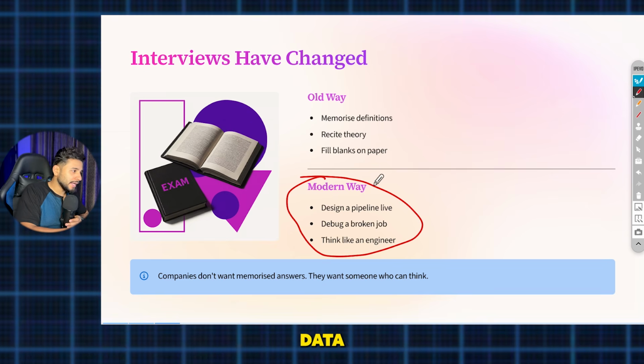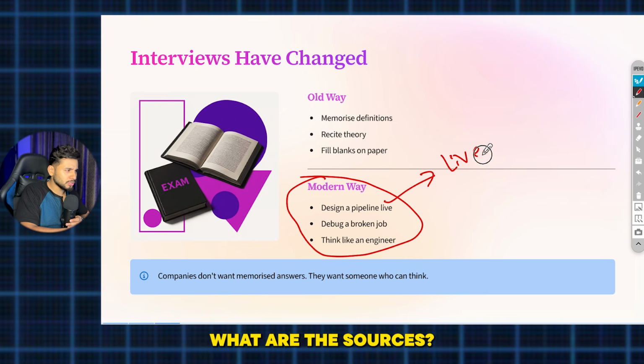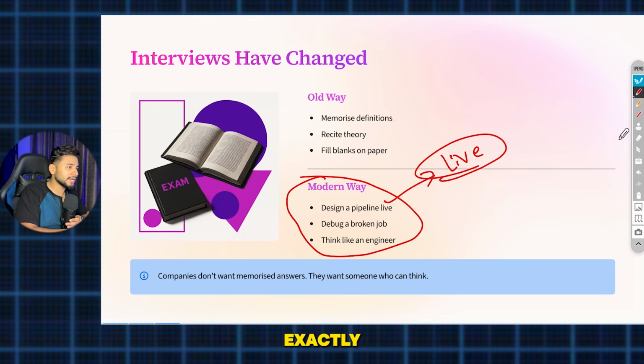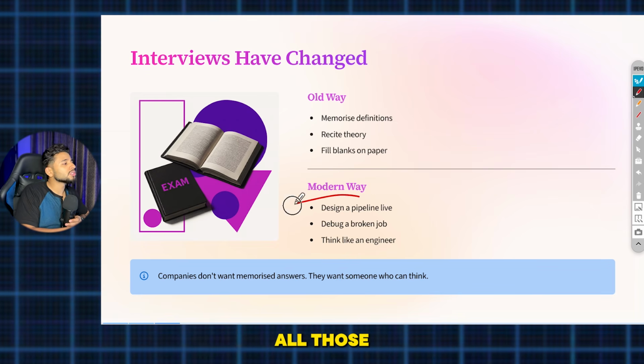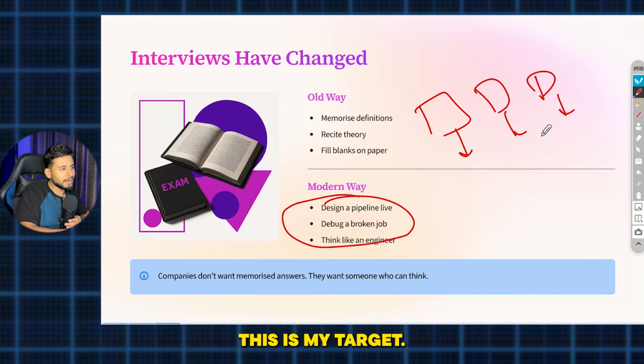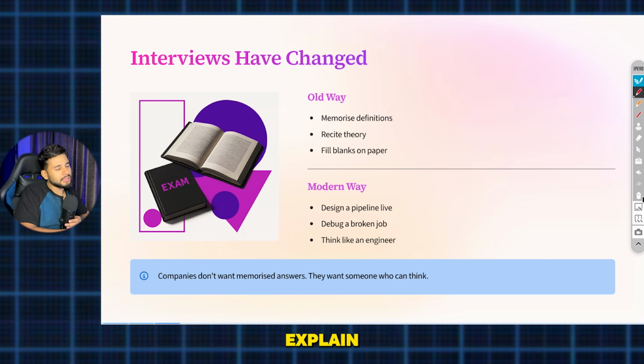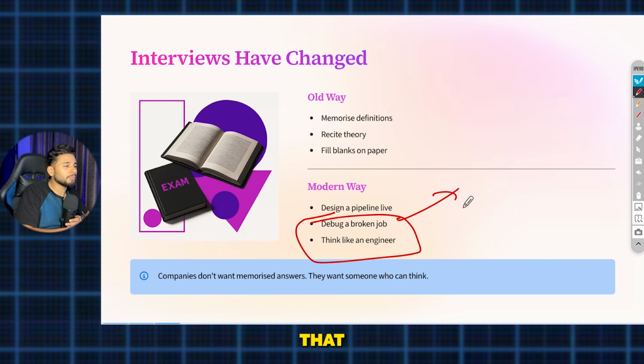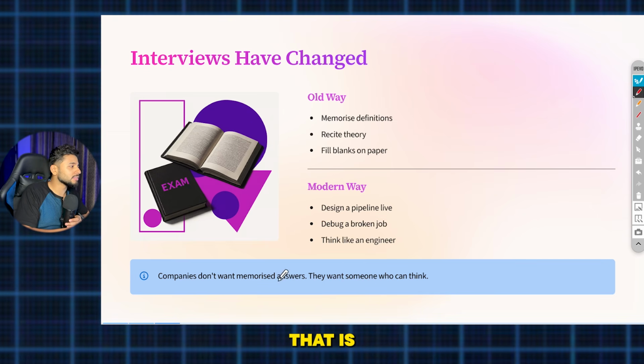If you are going for data engineering, to be very specific, they will ask you to design a high-level architecture of how a live pipeline works. What are the sources, what is the target, how exactly to build an ETL pipeline. That practical frame is required: these are my sources, this is my transformation, this is my target, and like that you have to explain things. Next thing, if anything is breaking in between, how to debug that broken job. Next thing, how to think like a data engineer. That is very, very important.